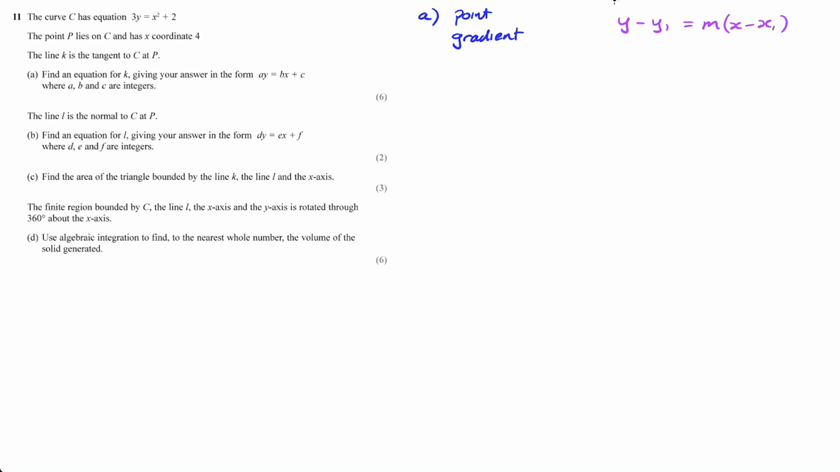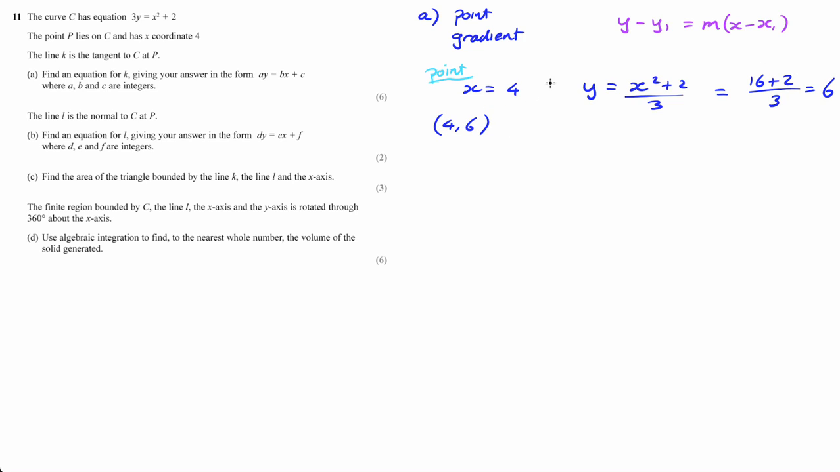Okay, so let's get the point. To get the point, let me just change the color here. Okay, the point. When x is 4, so x equals 4, y is equal to x squared plus 2 over 3, if I just divide by 3 to get y. So y equals 4 squared, which is 16, plus 2 over 3, which is equal to 18 over 3, which is 6. So the point is therefore 4, 6.